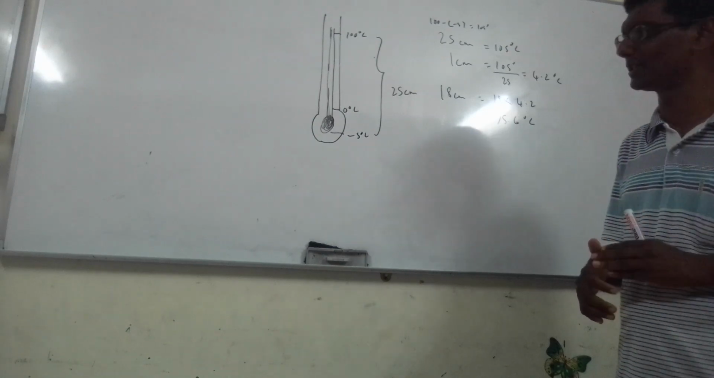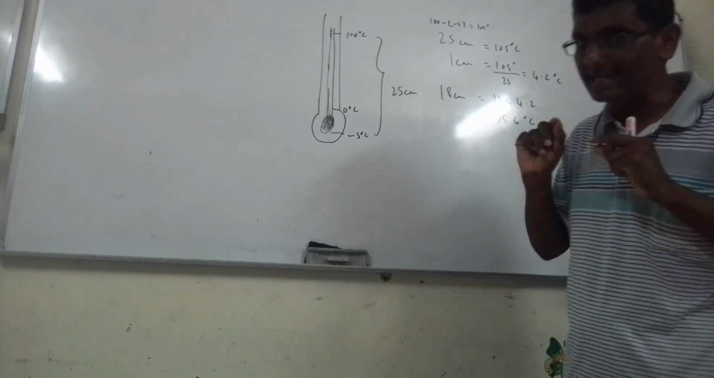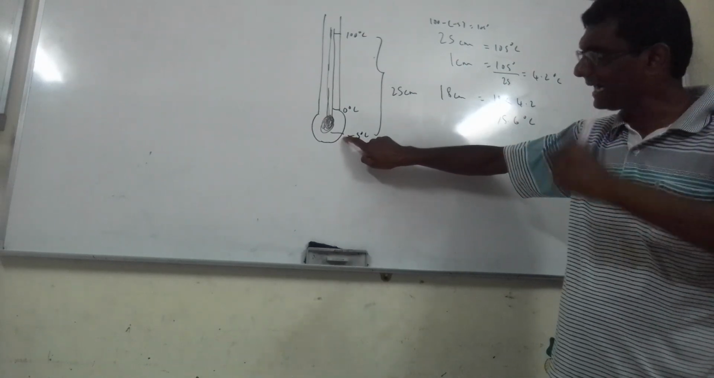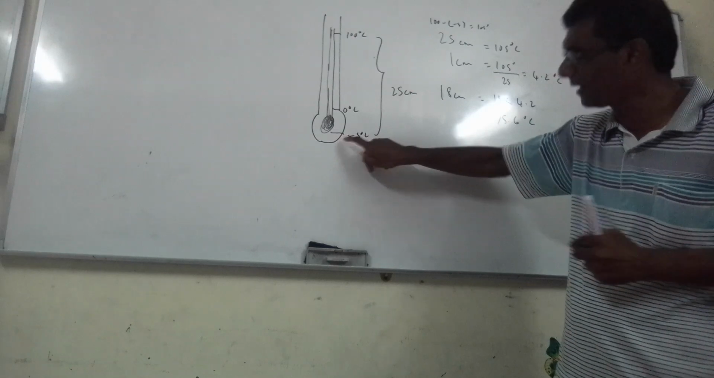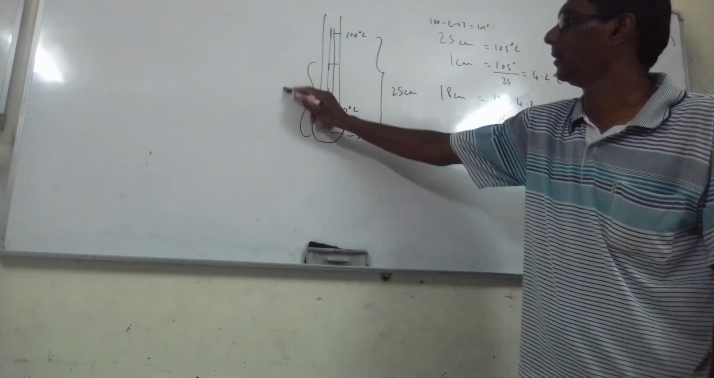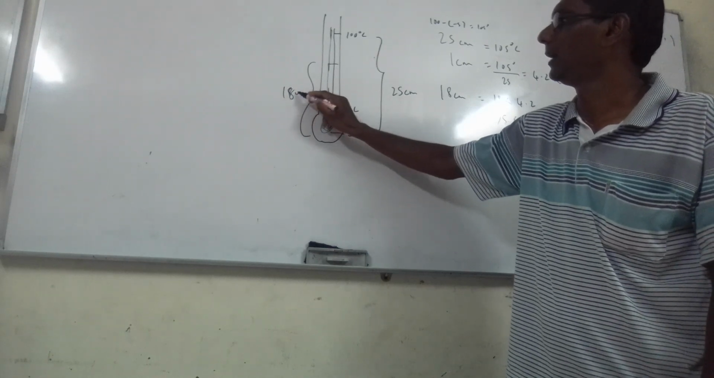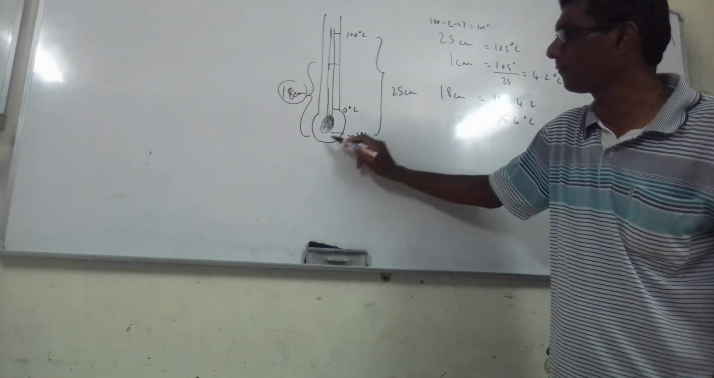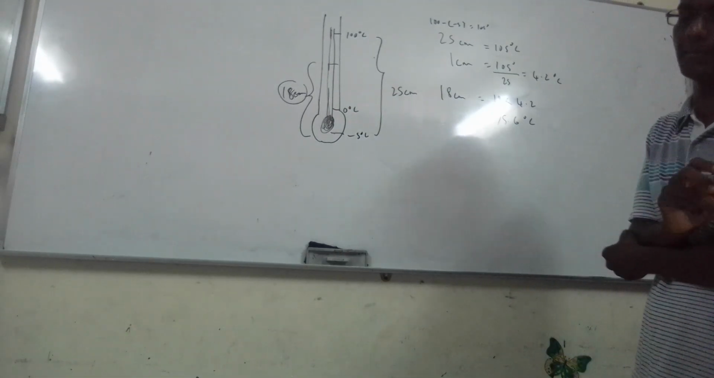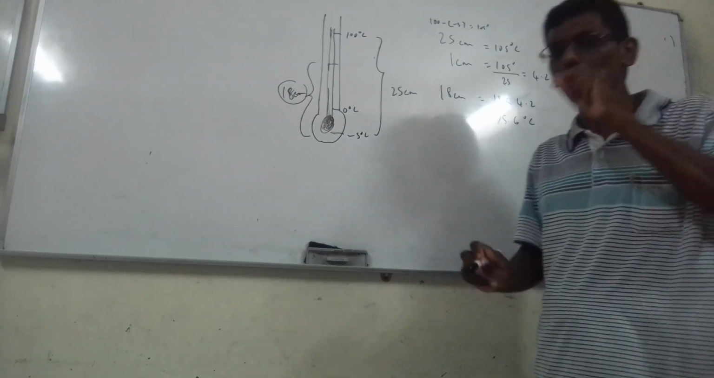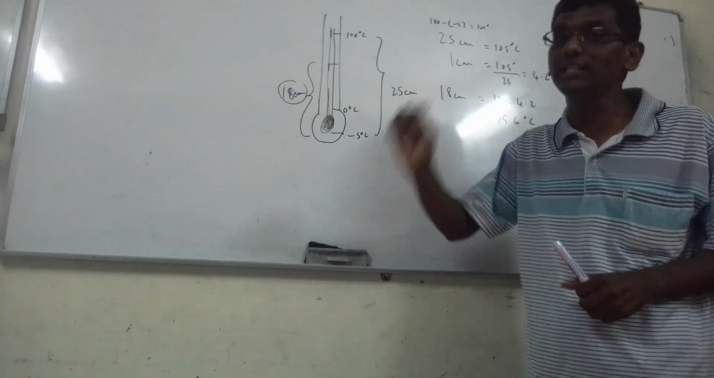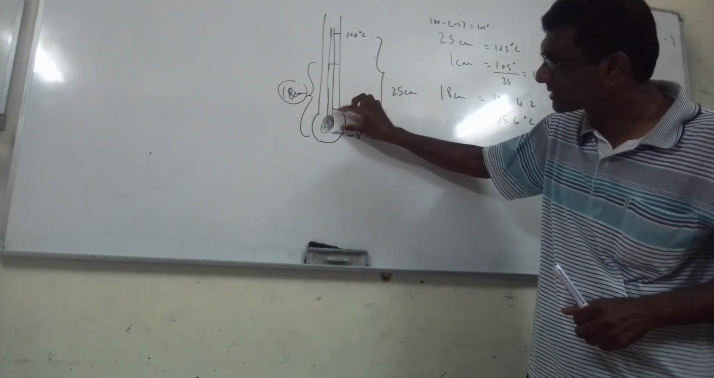That is not the temperature, because the 18 cm is measured from -5. For 18 cm from -5, the temperature is 75.6. But our temperature is measured from 0. So 0 means you must subtract.